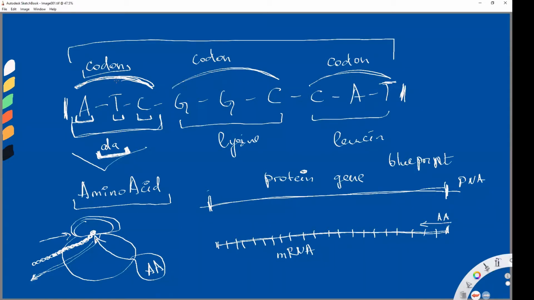Yeah, so like, for example, 3 nucleotides, it's like 1 codon, right? And it forms like an amino acid? It doesn't form, it codes for one.